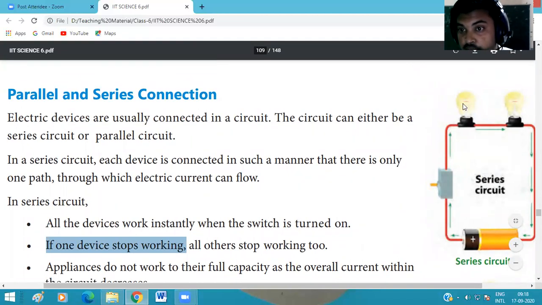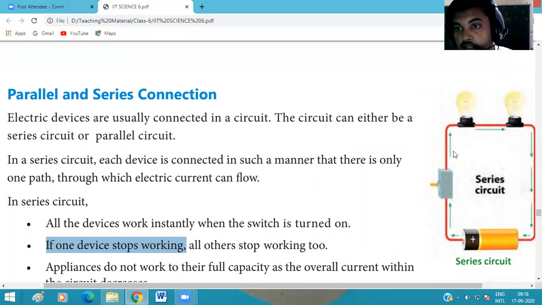Suppose this bulb is fused and we are passing the electric current, so what is the side effect of it? The current does not pass through it and our other devices also do not glow.